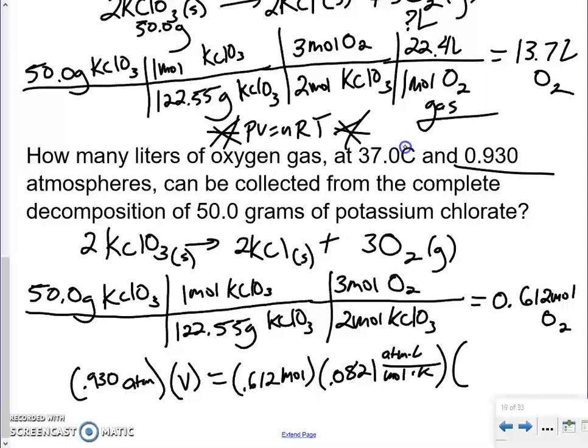And then, of course, I'm told 37 degrees Celsius, which cannot be in Celsius. I do have to convert it into Kelvin because of my K here. So 37 plus 273, I get 310 Kelvin. So I plug and chug. 0.612 times 0.0821 times 310 divided by 0.930, which is isolating my V, and I get a volume of, with 3 proper sig figs, 16.7 liters of oxygen.